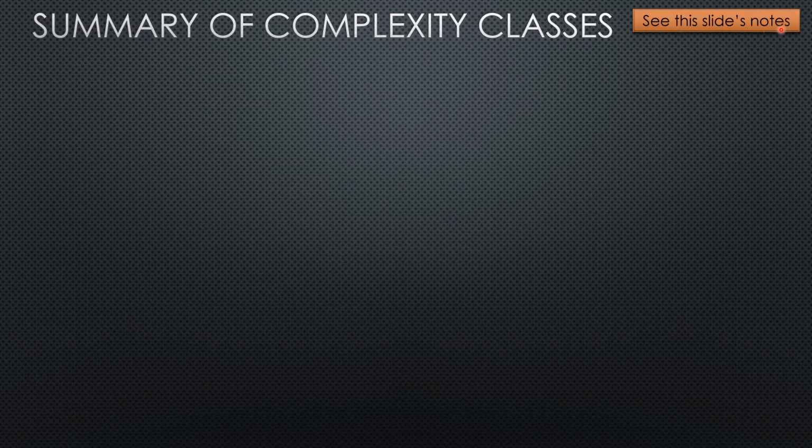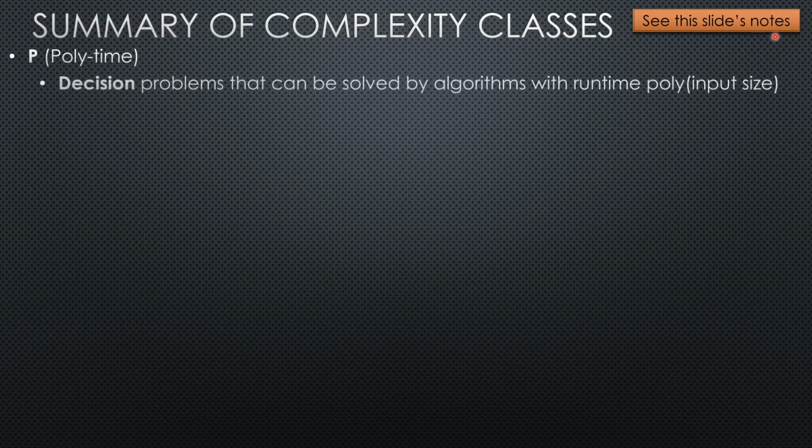And by the way, if you look at this slide in PowerPoint, look at the notes on the slide, there are a few more notes with some extra details if you're curious. Okay, so the first complexity class we looked at was P, decision problems that are solvable in polytime. These are decision problems that can be solved by algorithms, and those algorithms have to have runtime that's polynomial in the input size, polynomial in the number of bits needed to write down the input to that problem, and the input has to be written down in a reasonably efficient representation.